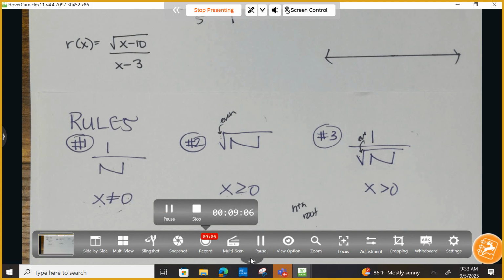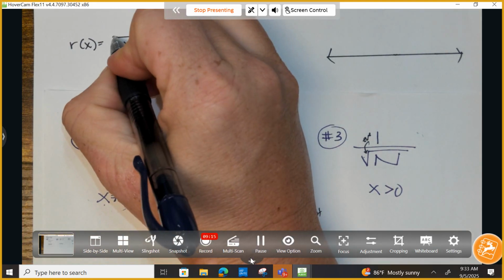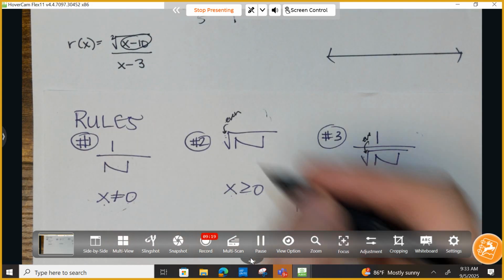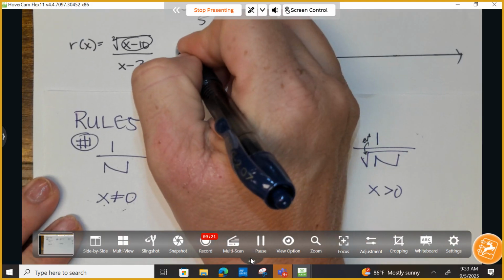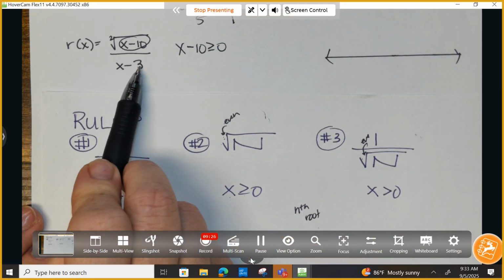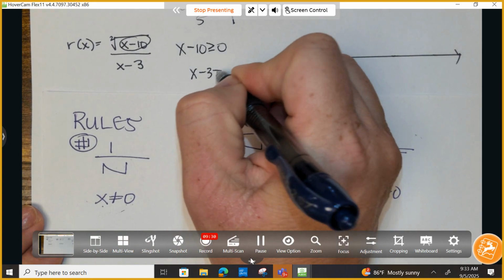Now we're going to see problems in which more than one rule can be applied as we do the final 3 examples. So I do have a radical. The nth root is even. It's in the numerator, so I know that this portion has to be greater than or equal to 0. So x minus 10 must be greater than or equal to 0. Okay, good. Now I do have a variable in the denominator. I need to apply Rule 1. That means x minus 3 cannot equal 0.